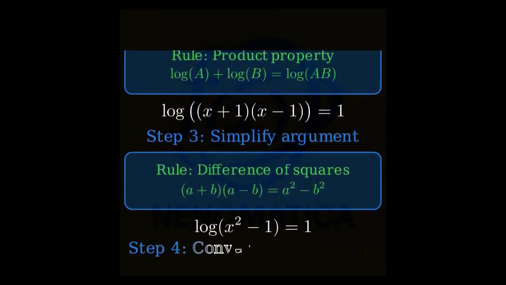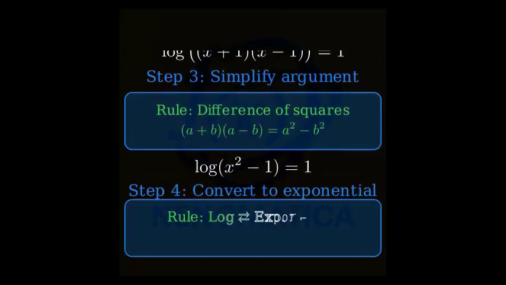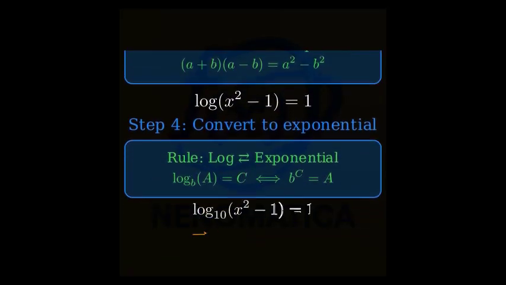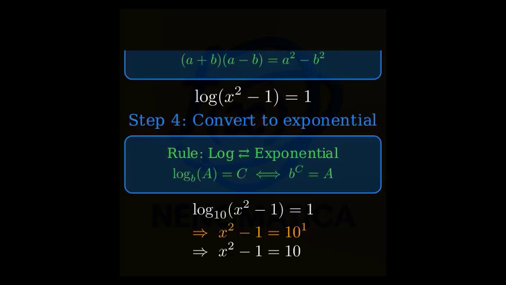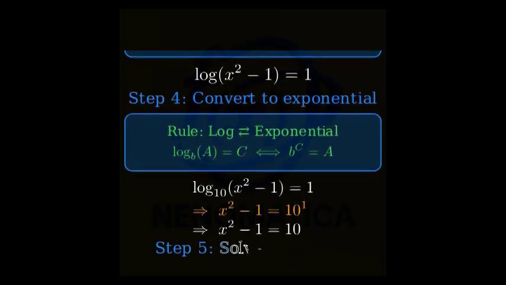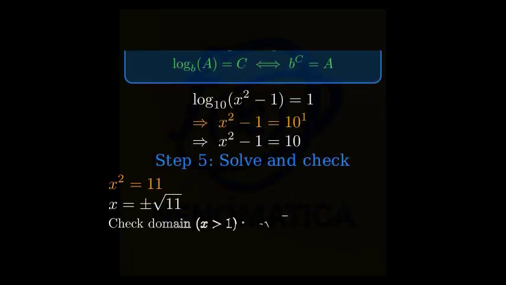Step 4. Convert the logarithmic equation to exponential form. Since the base is 10, log base 10 of x squared minus 1 equals 1 implies x squared minus 1 equals 10 to the power 1. Step 5. Solve the quadratic and then check the domain.